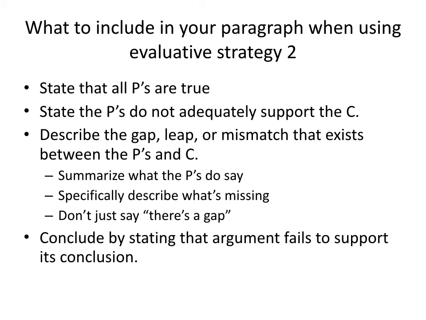But whenever we apply strategy 2, we need these elements, okay? You need to state that all the premises of the original argument are true. You need to state that the premises do not adequately support the conclusion. And then, this is really important, you need to describe the gap or the leap that exists between the premises and the conclusion. And this means you need to describe what's missing. So a good way to start is to summarize what the premises do say and then specifically describe what's missing.